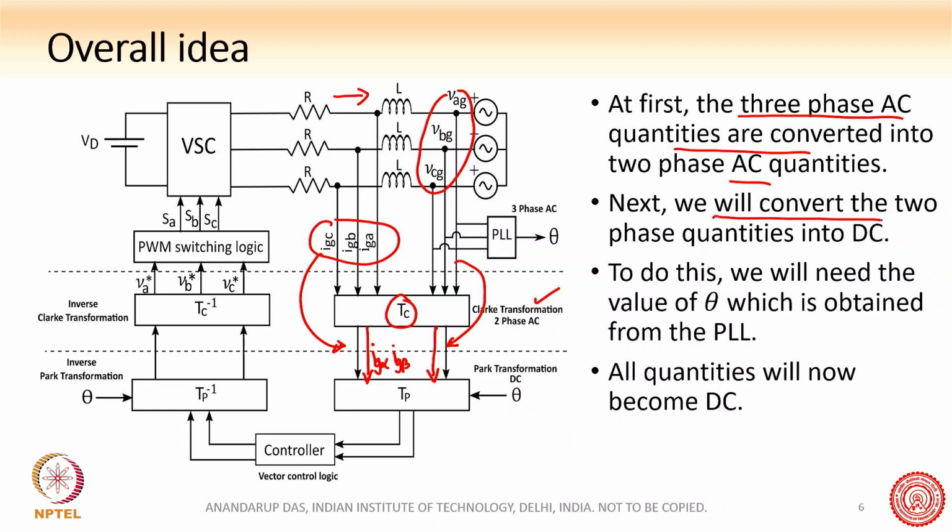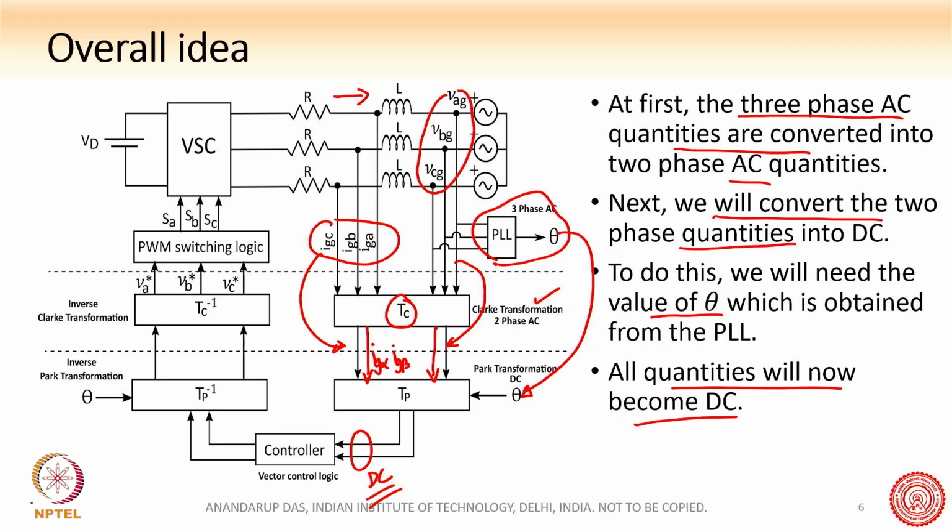The next step is that we will convert the two-phase quantities into DC. Here you will see these quantities are DC. In order to do this, as you can recall, in the transformation we used what is known as theta, which is given by the PLL, the phase locked loop. This theta is useful here in the Park's transformation matrix. Once we have done this, all quantities will now become DC.